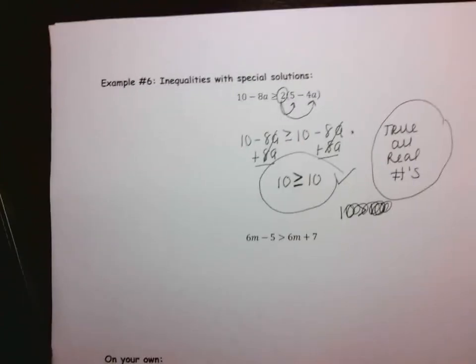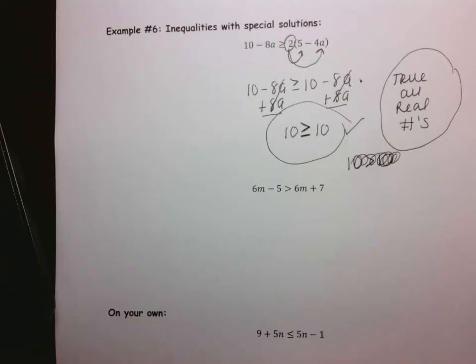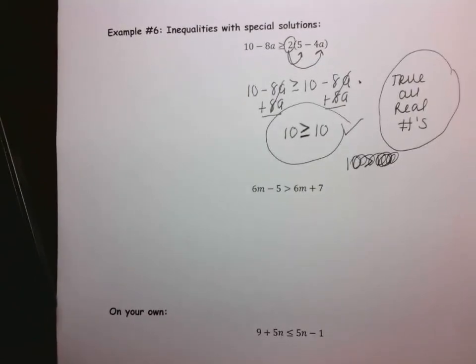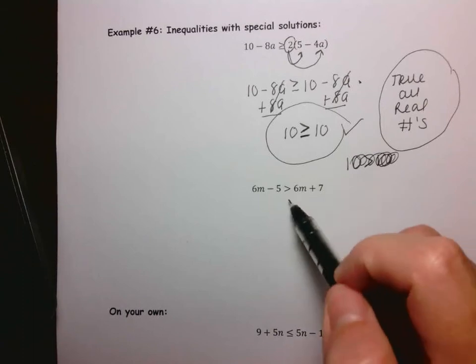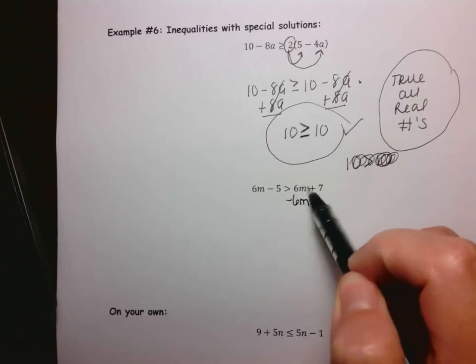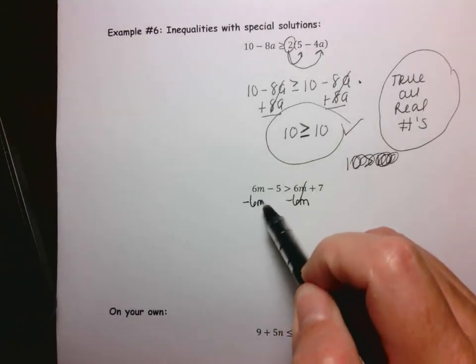Okay, this one, 6m minus 5 is greater than 6m plus 7. You may be able to see it right away, but just be careful because that greater than or less than sign makes it a little bit more complicated. Just take the extra few steps to work it out, remove the variable, and see what you're left with. Don't try to do this one in your head. Work it all the way out.